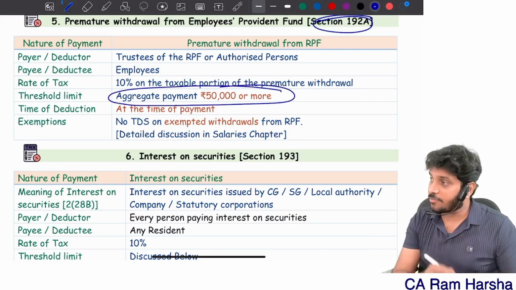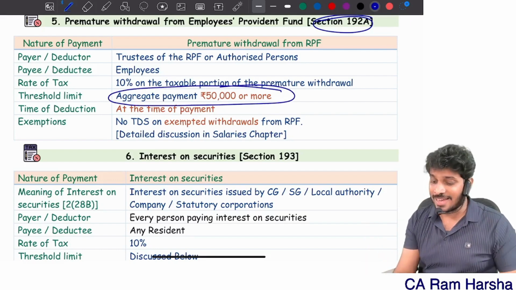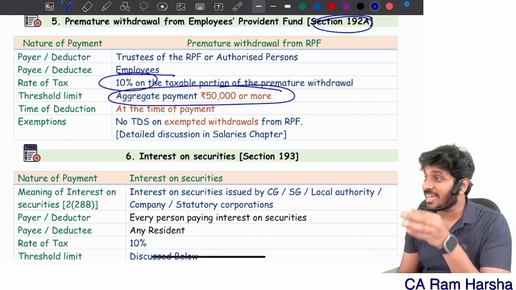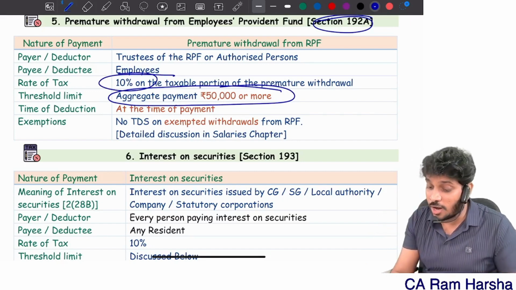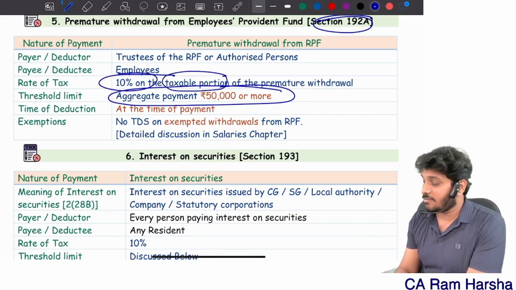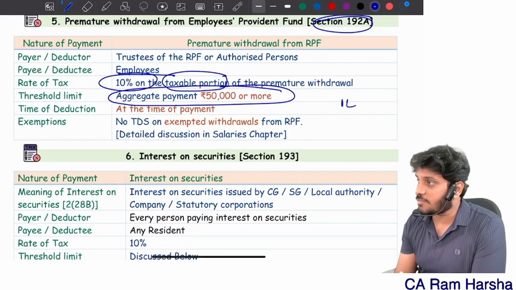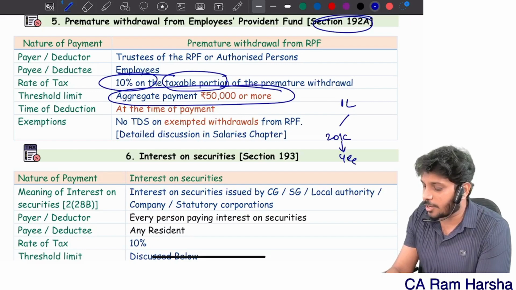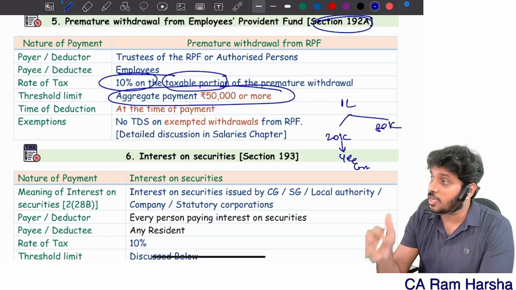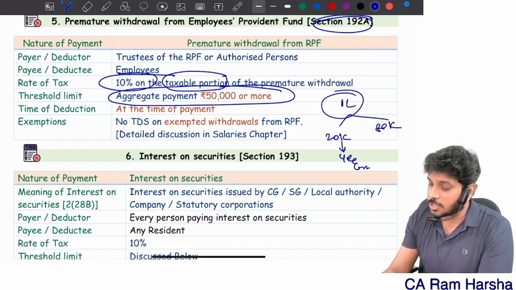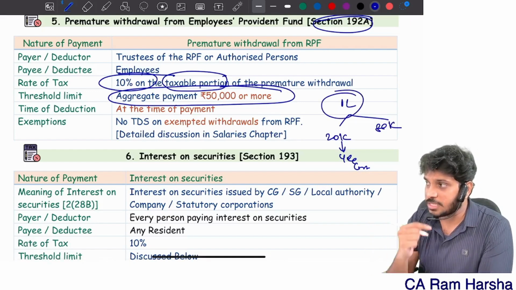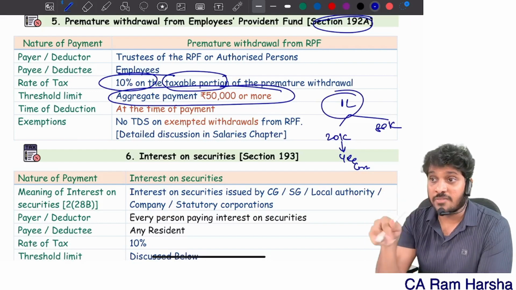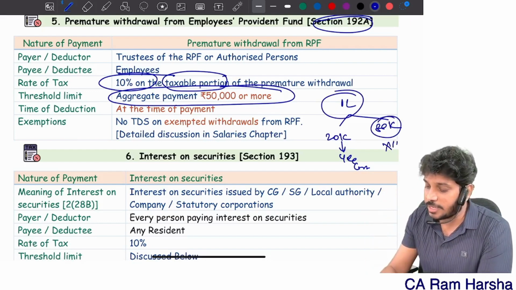Suppose the employee is withdrawing PF, which is a taxable withdrawal, and the withdrawal amount is 50,000 or more, the company straight away applies TDS at 10% on the taxable portion. For example, the employee withdrew 1 lakh from provident fund. If you see the breakup of 1 lakh, 20,000 is employee contribution, and the remaining 80,000 is employer contribution, interest on employer, and interest on employee. Since the total withdrawal amount is 1 lakh, it has crossed 50,000, so the section will apply. But when you apply 10%, you will only apply it on the taxable portion, which is 80,000, so TDS is 8,000 rupees.